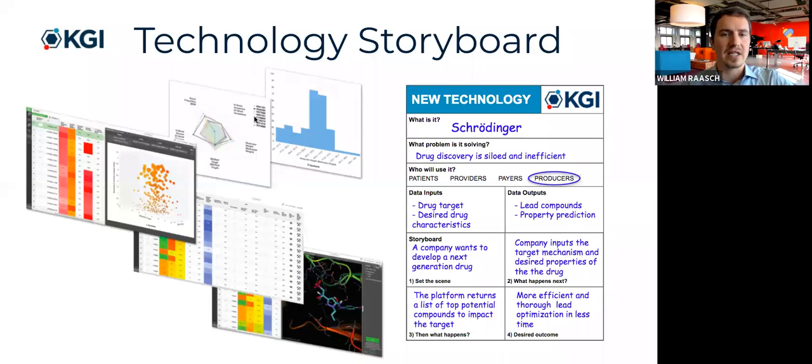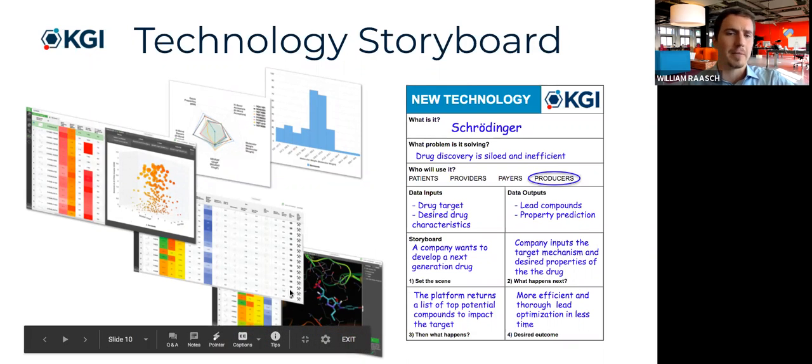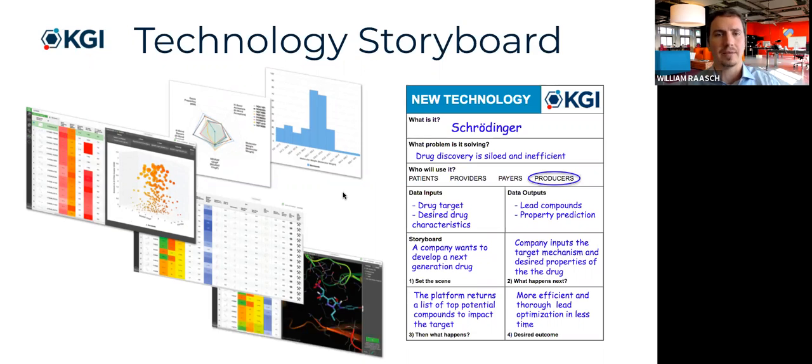So here you can see the type of data that it spits out. In this graph, the circular or pentagonal one, it has all the different properties that the company wants to look for and how well each drug candidate does on those different properties. And then there's all kinds of other information that it spits out that's beautiful to the eyes of an R&D scientist, but maybe less so to anyone else.